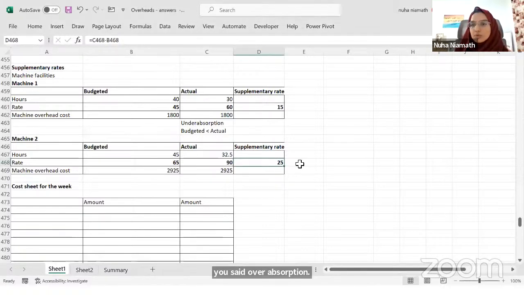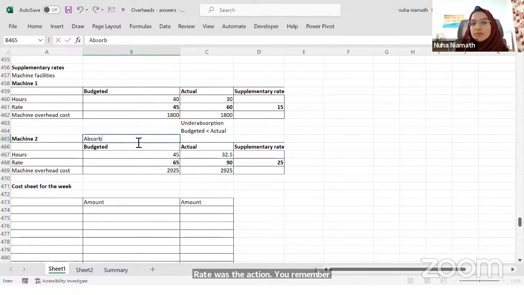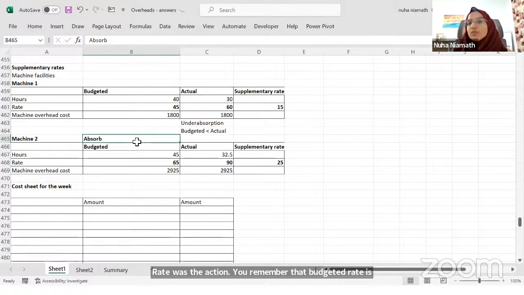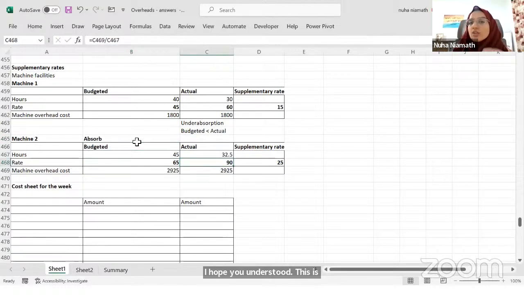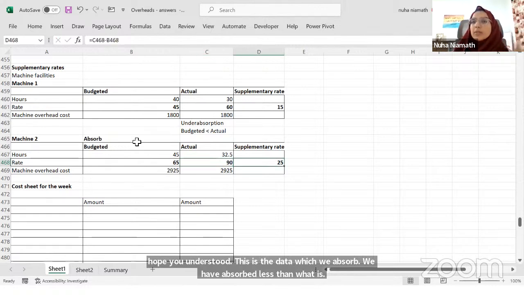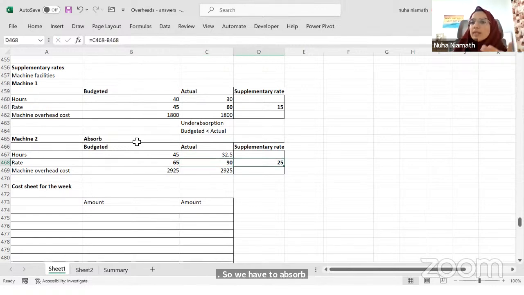It is under absorption. How we need to understand whether it is under absorption or over absorption is by comparing the budgeted rate versus the actual rate. Remember that the budgeted rate is the rate at which we absorb, correct? This is the rate at which we absorb. So we have absorbed less than what is incurred. So we have to absorb more. That means it is currently under absorbed and we have to inflate the cost. Is that clear, Suhail?